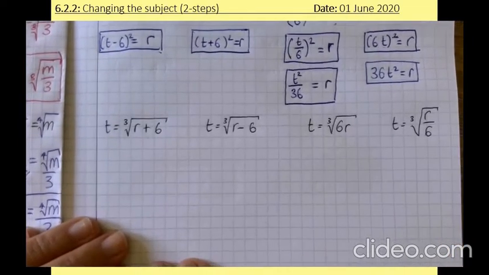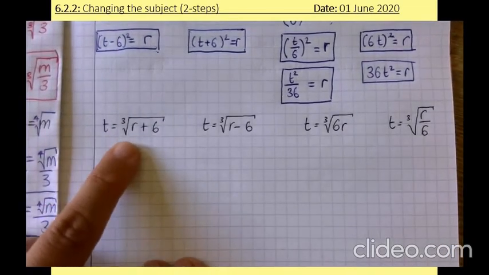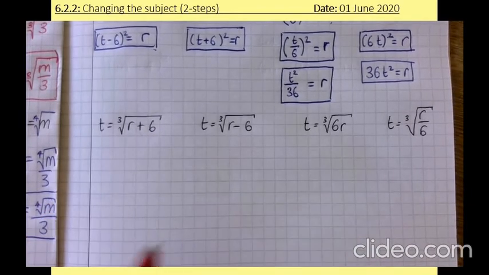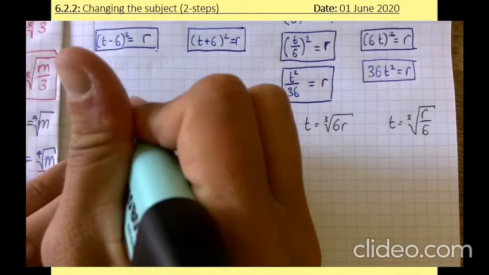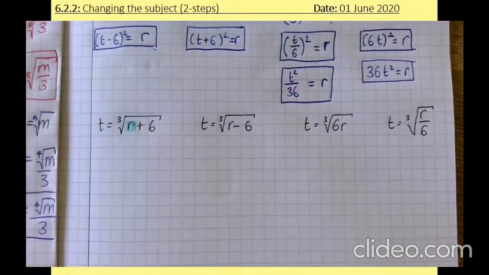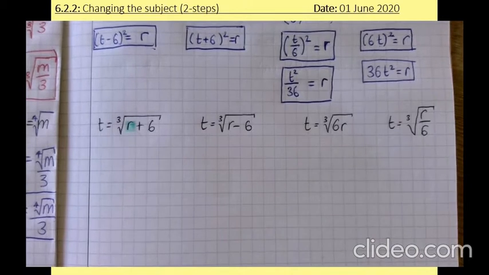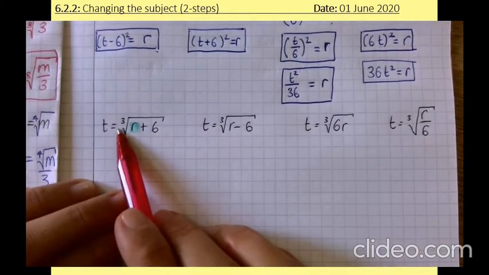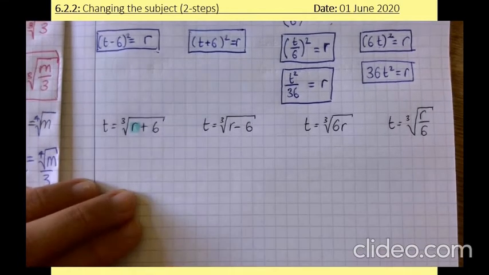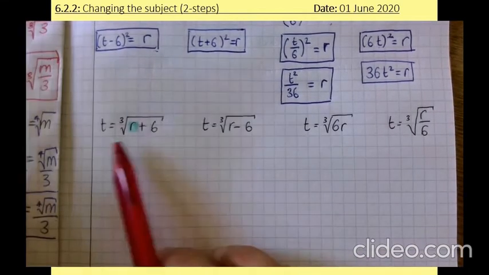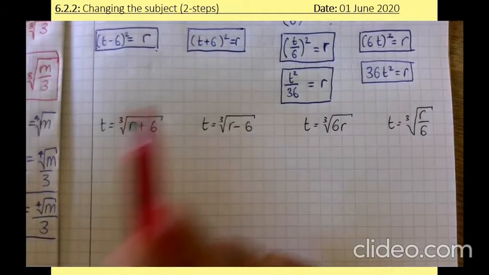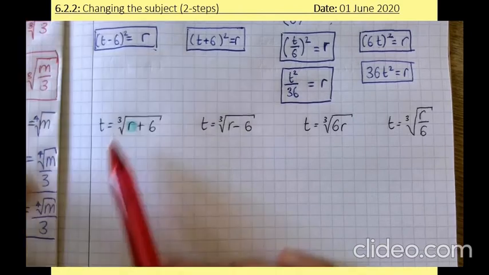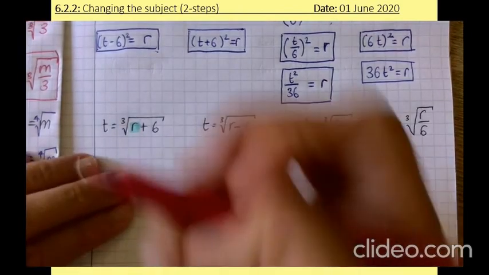So in this first one, I can see that I've got t equals the cube root of r plus 6. All of r plus 6 is being cube rooted. And I want to make r the subject. So I think to myself, okay, well, what has happened to r? Well, first, r had 6 added to it, and then all of that was cube rooted. So first it was add 6, and then cube root. So we're going to work backwards. So that means I sort out the cube root and then the plus 6. Now to undo cube root, I cube.